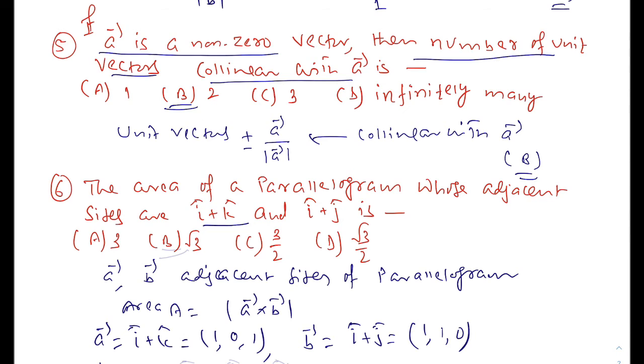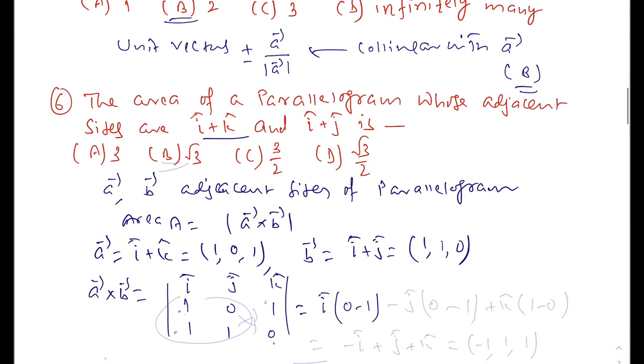And you can find A cross B. So this is I, J, K, 1 0 1 1 1 0. So I caret, this is 0 minus 1, then minus J, this is 0 minus 1, and plus K, we have 1 minus 0. So this is minus I plus J plus K, so you can have minus 1, 1, 1. And the area is the magnitude of A cross B, so it is root of 1 plus 1 plus 1, and so it is root 3. So the answer is root 3, option B. Okay. Next let us see.